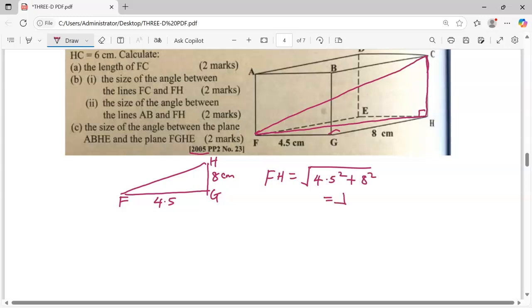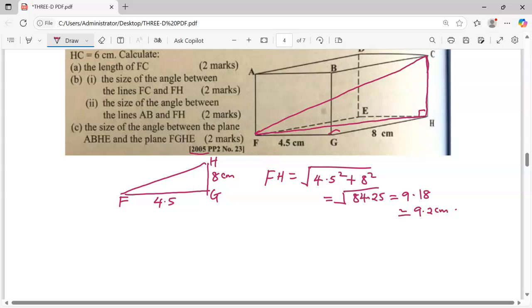The square root of the sum of these two will give us 84.25, which is going to give us 9.18, which is approximately 9.2 centimeters. Once we have gotten this, we can now go down and get the length of FC.